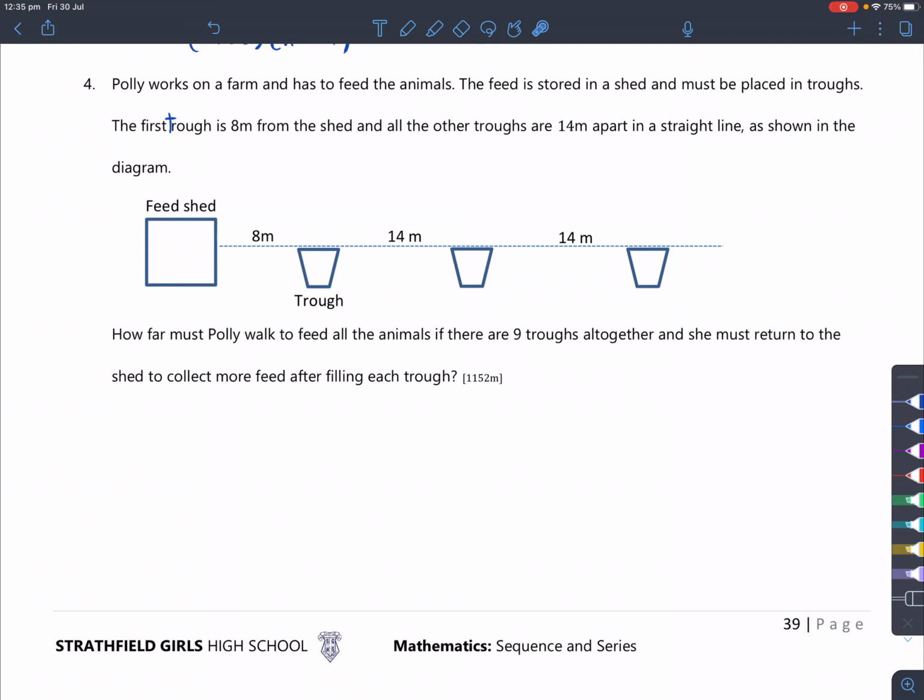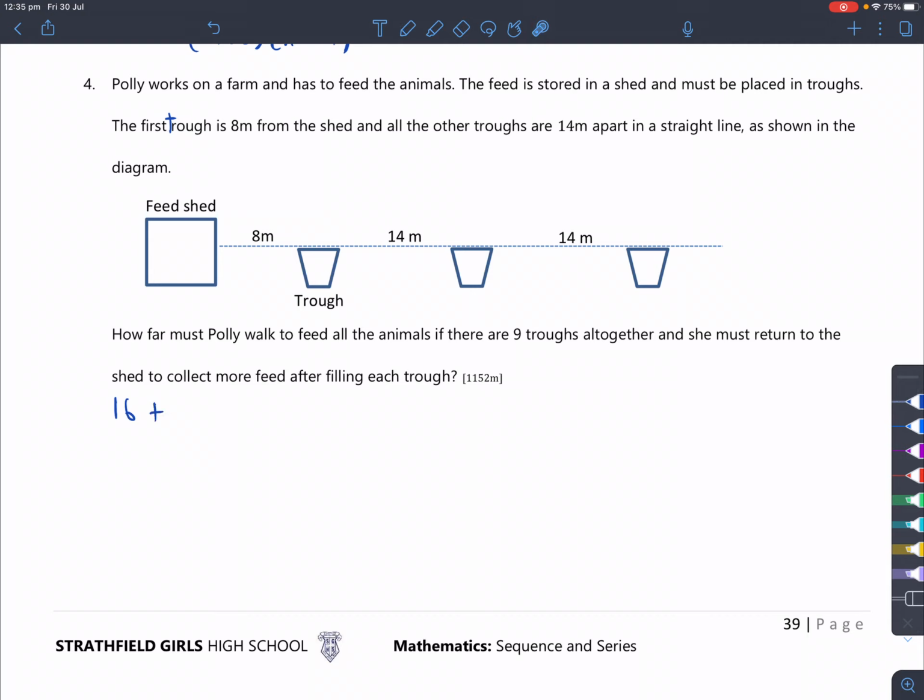How far must Polly walk to feed all animals if there are 9 troughs altogether, and she must return to the shed to collect more feed after filling each trough? So, a person has to start here to collect the feed. They go to the first trough and go back. So how much distance has been travelled? 8 plus 8, which is 16.